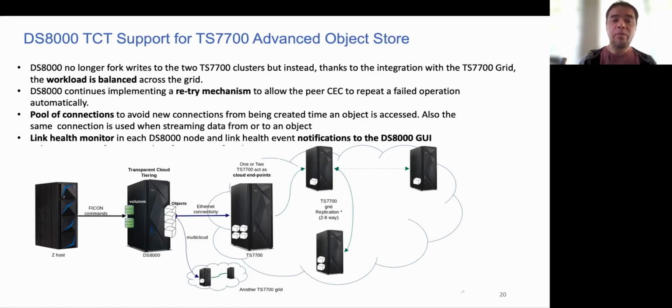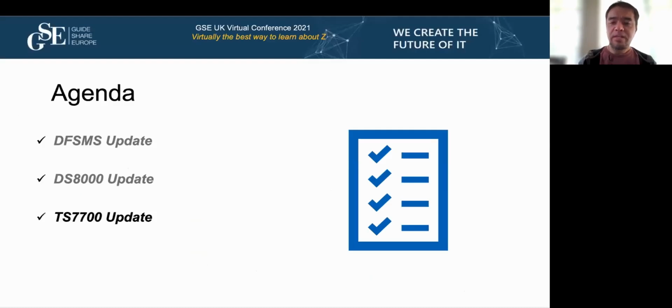In order to optimize the way we are connecting with the 7700, the DS8000 is now keeping a pool of connections. So we are not opening new connections every time we are moving data from or to the DS8000. We now keep and maintain this pool of connections that is reused and recycled based on the needs of the workload. Finally, we have a link health monitor in each one of the DS8000 nodes that is able to post events into the DS8000 GUI whenever there is a change in the state of the connectivity with the 7700s.